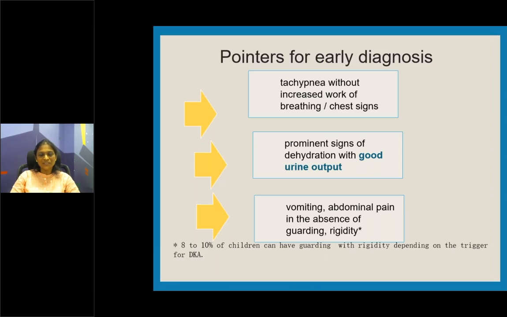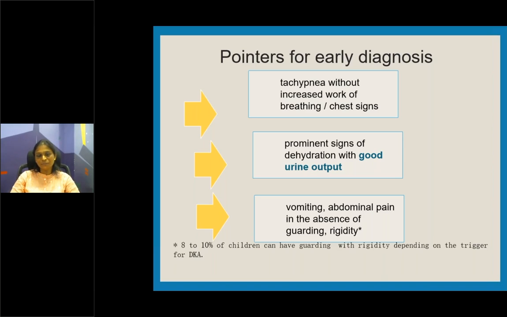With these vague complaints, it is easy to get deviated into a gastrointestinal cause or some food poisoning or some other cause. So what are the pointers for early diagnosis? When there is tachypnea, when there is a deep and sighing respiration in the absence of increased work of breathing or chest signs, which is called effortless tachypnea, DKA should always be kept in mind.